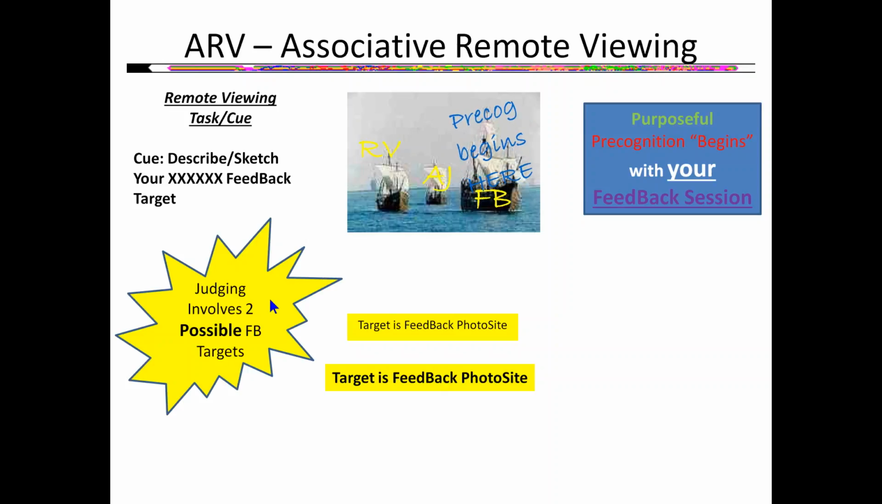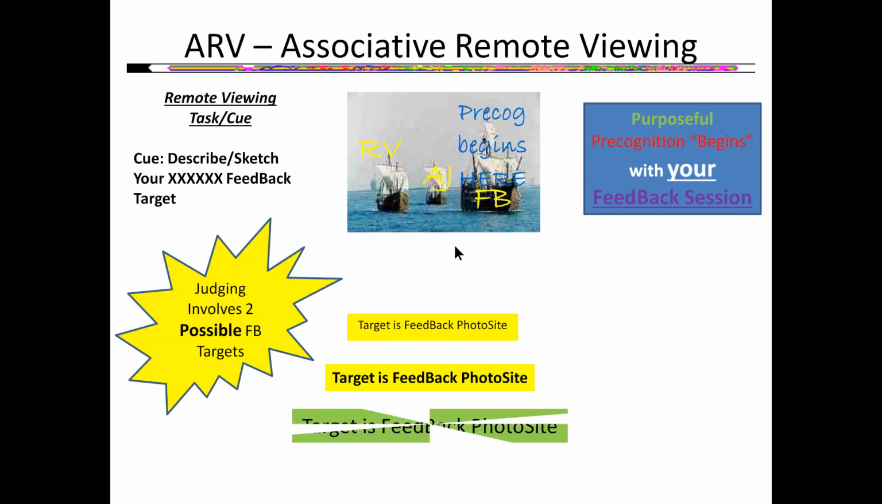Now, as I've indicated, the association is, in our case, one of two possible photo site feedback targets. One is associated with a yes answer to the question. The other is associated with a no. Okay. What's your target? It's the feedback photo site you'll see here. And you will know that for sure. We always give feedback associated with what actually happens.